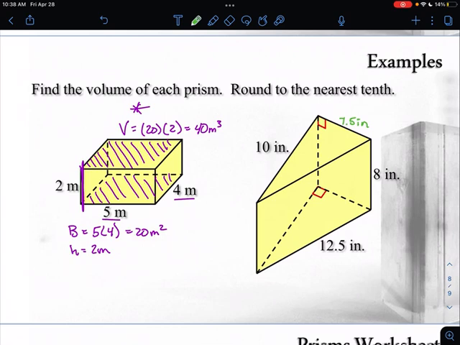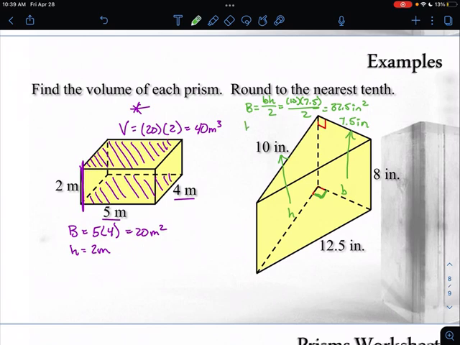Again, as we're talking volume, I need the area of my base. It's a triangle, so base times height divided by 2. To find the pieces that I need, I look for that right angle in the triangle. That means I have my base and my height here. Using the dimensions from above, my base 7.5, my height 10 inches, I plug those into the formula. So I've got 10 times 7.5 divided by 2, and that gives me an area of 37.5 square inches. That's the first thing I need, the area of the base.